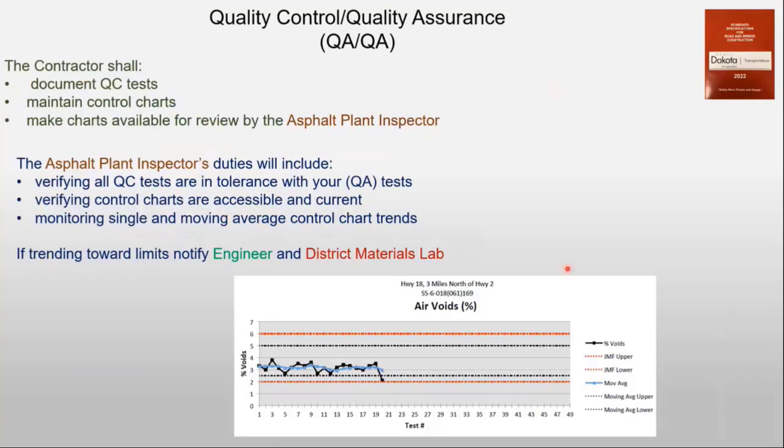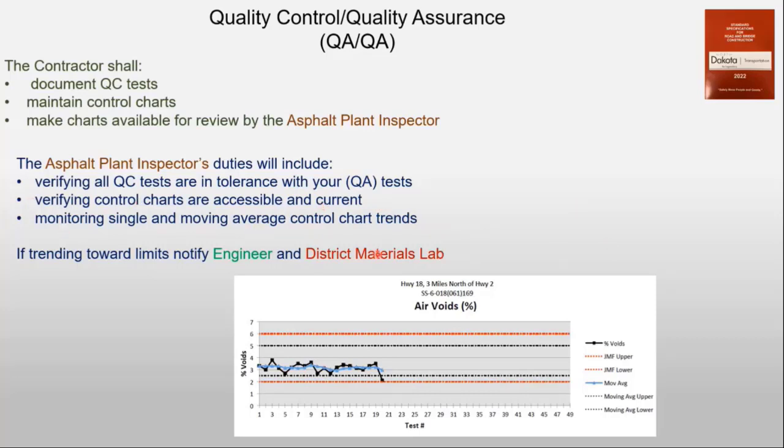While they're taking these tests, the contractor has to document everything and maintain control charts. They have to be available to us as inspectors to look at. So one of the things inspectors should do is verify that all the tests are being done, of course, and verify that control charts are accessible. They have to be accessible to anyone that walks into the QC lab, to be able to look this up. It's easier when you get a bunch of tests going.